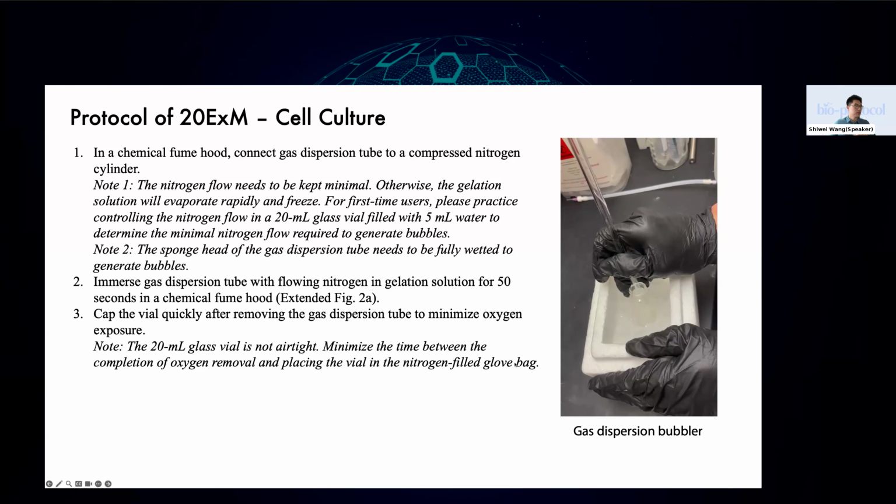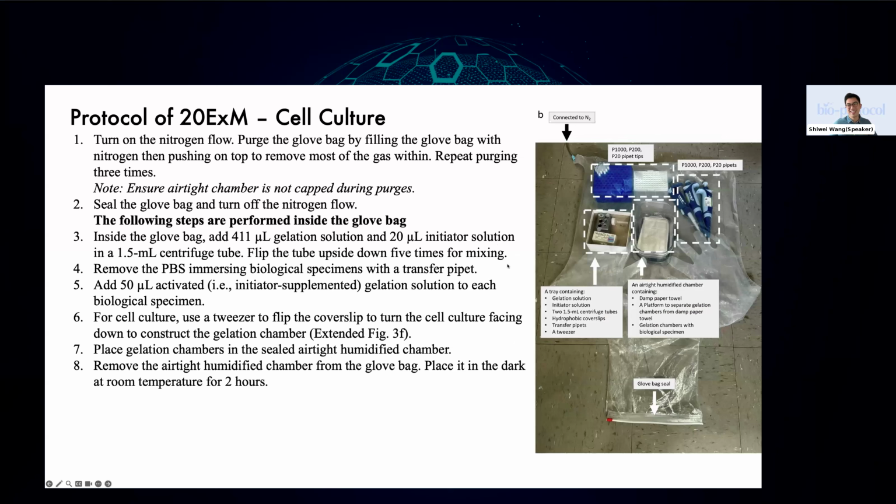Because if it's not fully wetted, the bubble wouldn't come out as vigorously as this, and then the removal wouldn't be complete. So all you need to do is to keep the solution on ice with the bubble going for 50 seconds, and that's enough to remove the oxygen from the solution. And then you want to cap the valve quickly after removing the gas dispersion tube to minimize oxygen exposure. And once this is done, you should just move the glass valve into the glove bag, and you should be ready to start the final steps of generation.